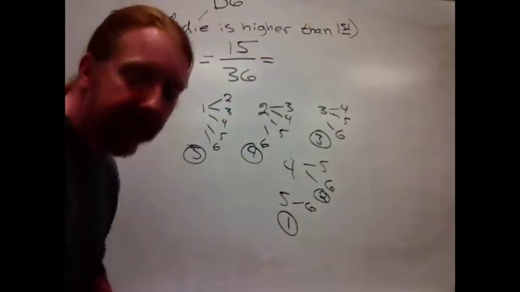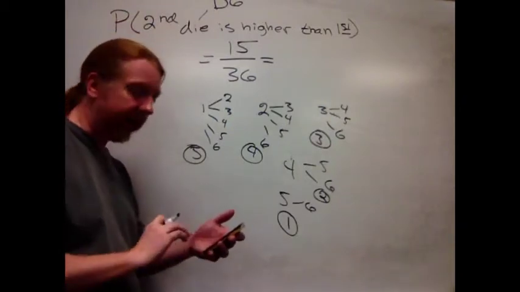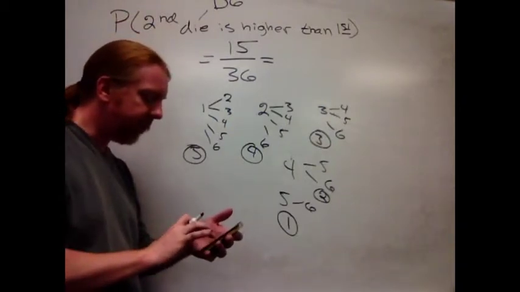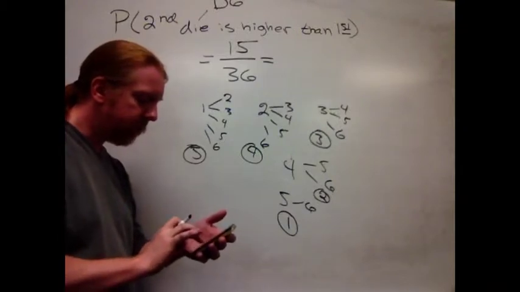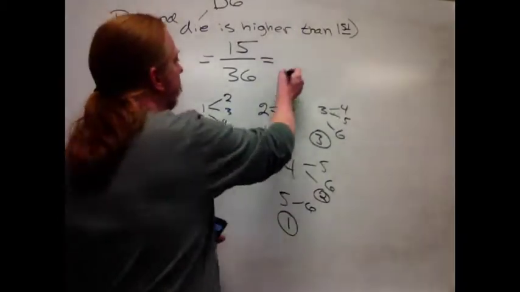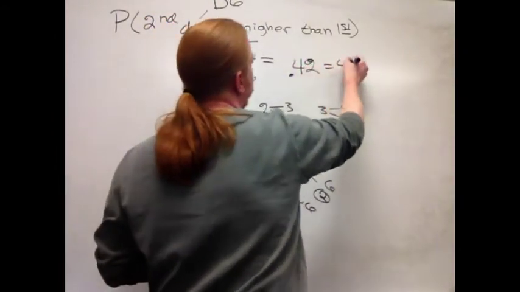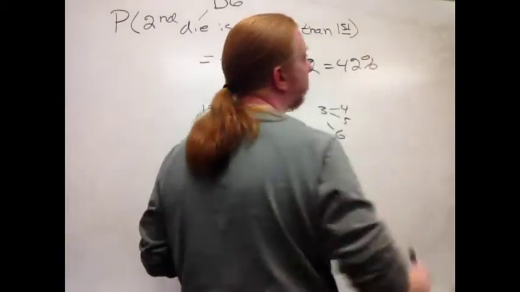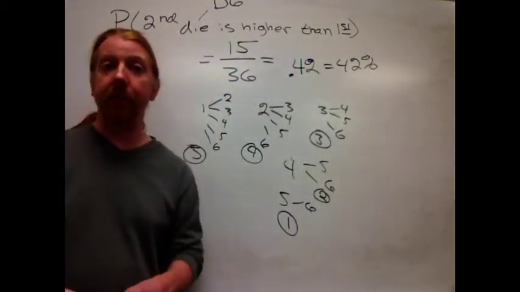And now I can go ahead and finish. So I'll go back into my calculator here. 15 divided by 36 gives me 0.42, or 42% of the time. And that's your basics for probability.